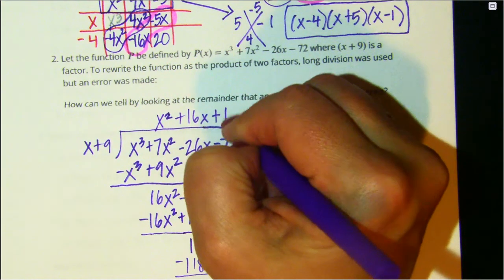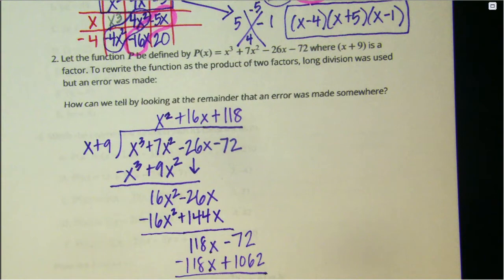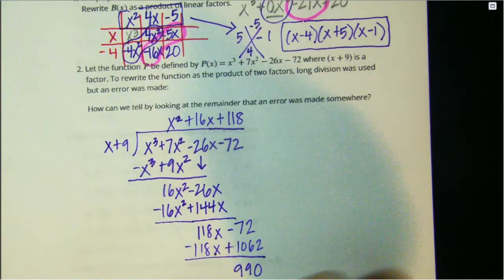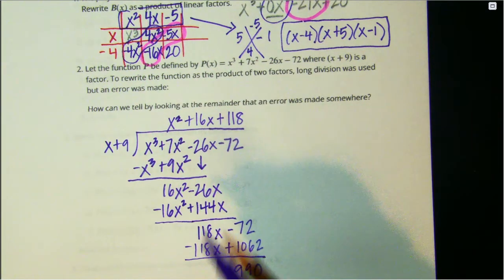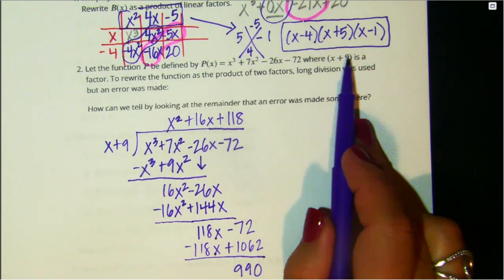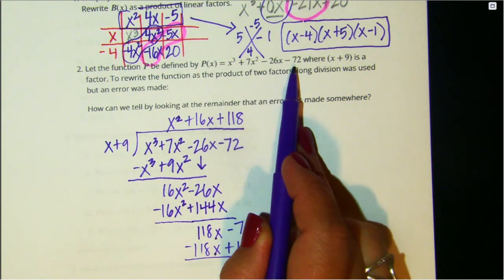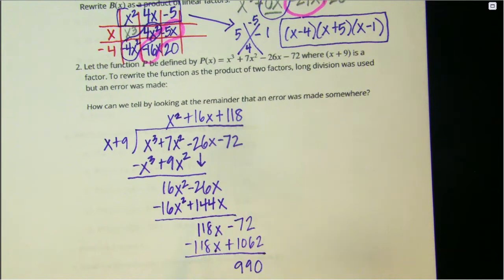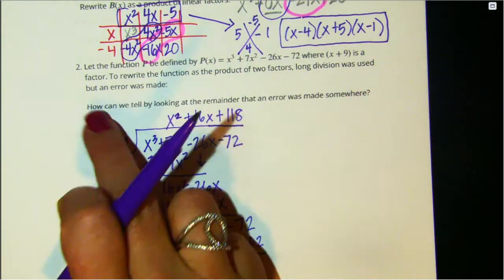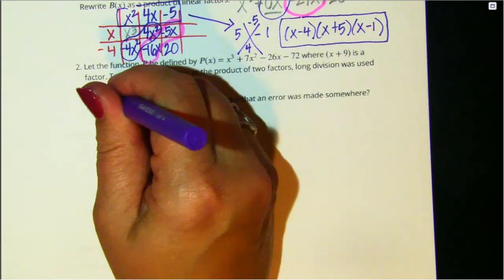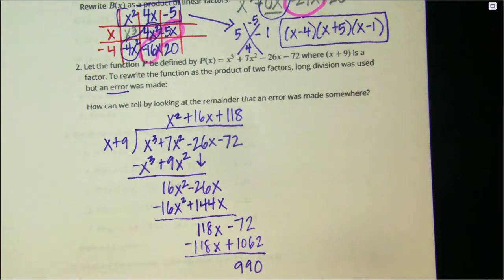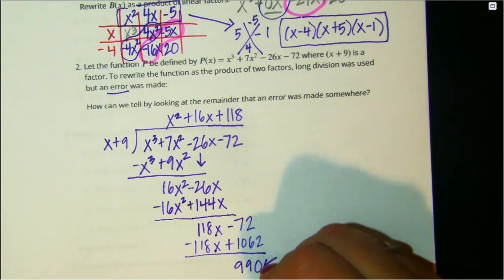All right. We're back if you took a commercial break. Here we go. This is actually printed in your book. It says long division was used. They took x plus 9 and divided it into this third degree polynomial, and they got this. It says, an error was made. How can we tell by looking at the remainder that an error was made?